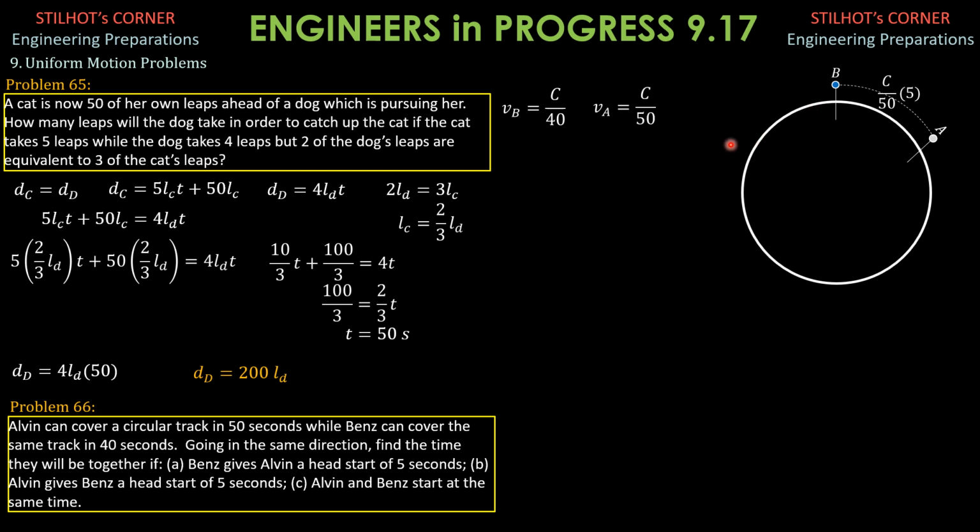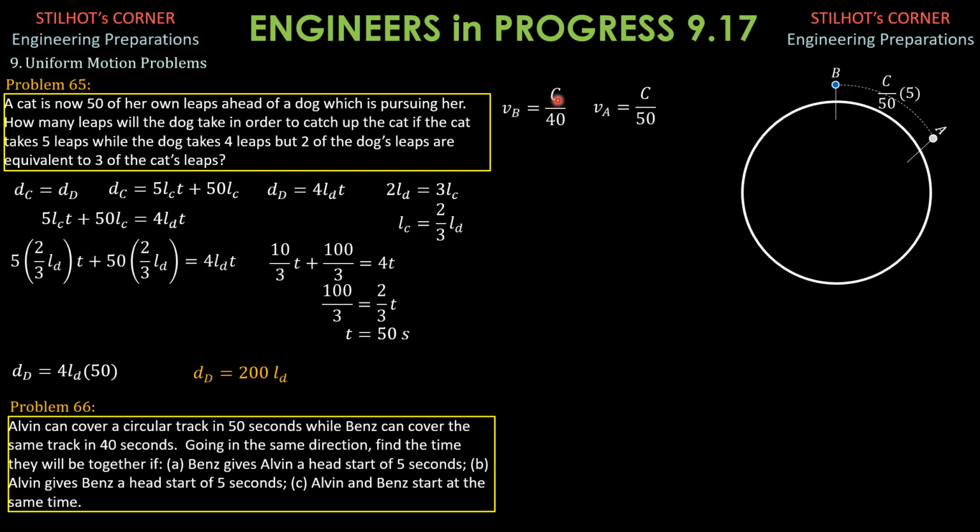So from the figure, the idea here is the distance to be traveled by Benz should be equal to the distance to be traveled by Alvin. Because the question is the time they will be together, we should refer to Benz's time, because Benz gives Alvin a head start of 5 seconds. So the distance to be traveled by Benz should be equal to the speed of Benz, C over 40, times the time it will take Benz to catch up with Alvin.